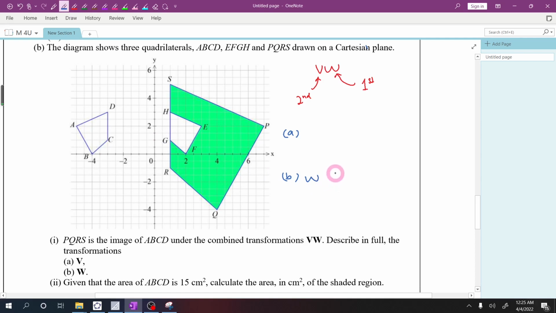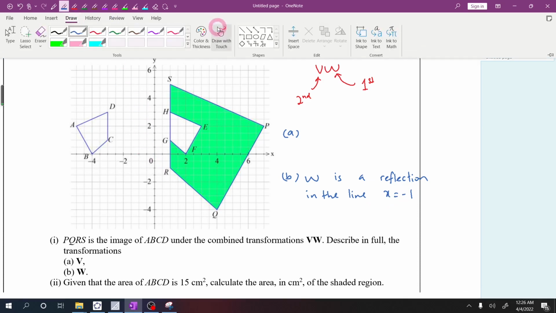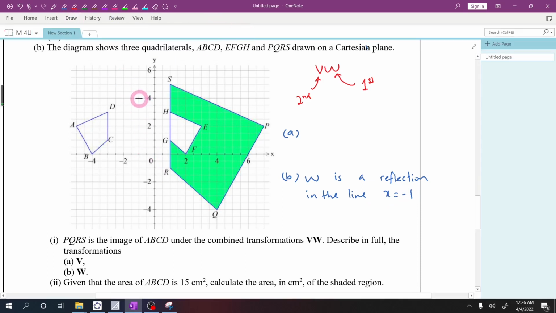W is a reflection in the line x equal to -1. Let me draw it here also. X equal to -1. This line is the axis of reflection, x equal to -1. So you can use "in the line" or "on the line", both are fine, as long as you mention the axis of reflection.